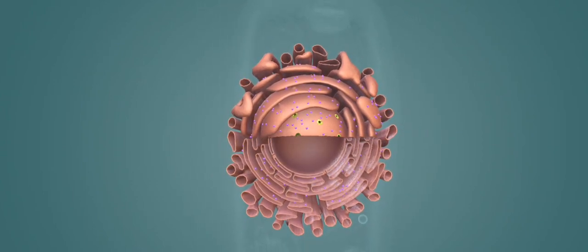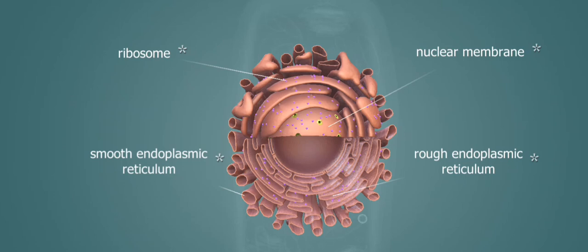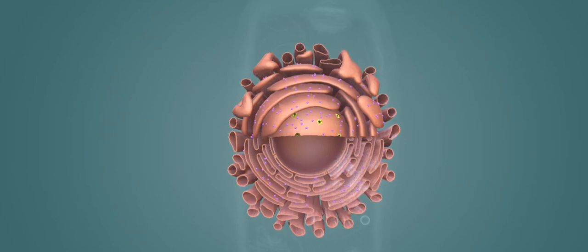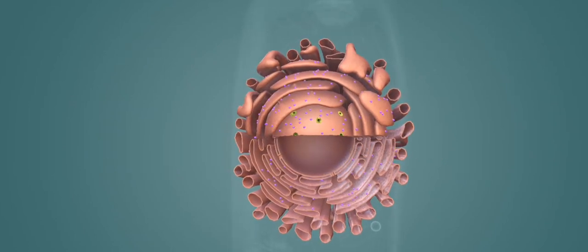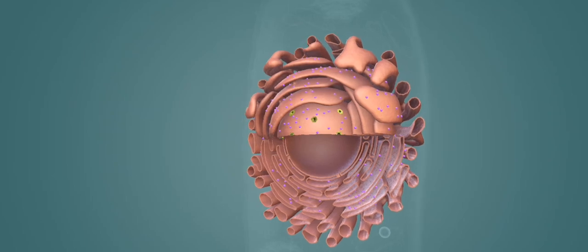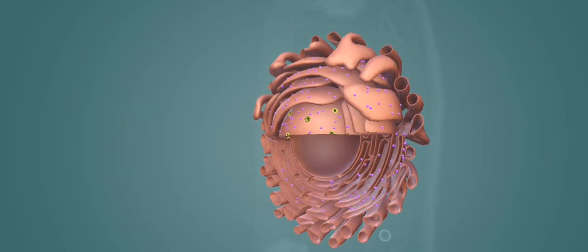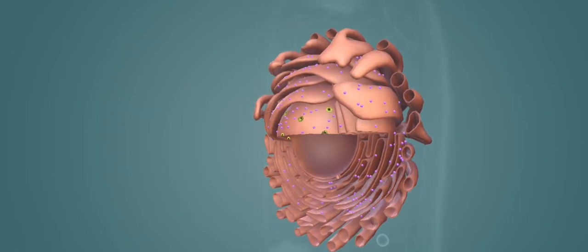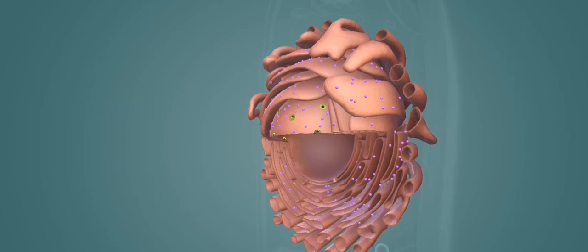The endoplasmic reticulum is continuous with the outer layer of the nuclear membrane. The rough endoplasmic reticulum is nearer to the nucleus. Its surface contains ribosomes, which synthesize protein molecules in the order specified by the DNA, which is copied into messenger RNA molecules in the nucleus.